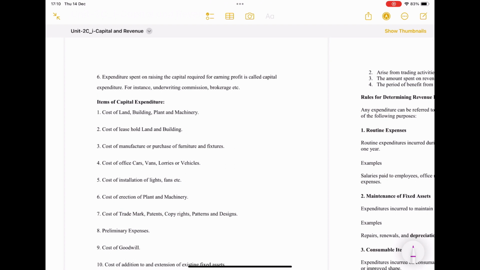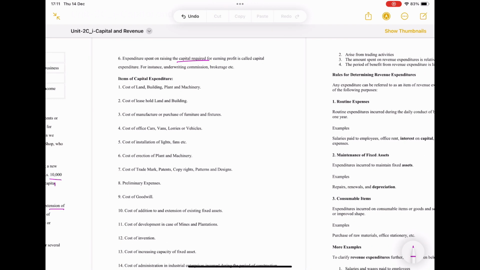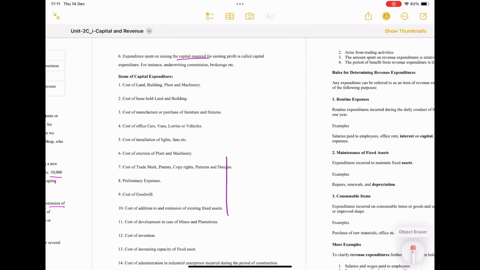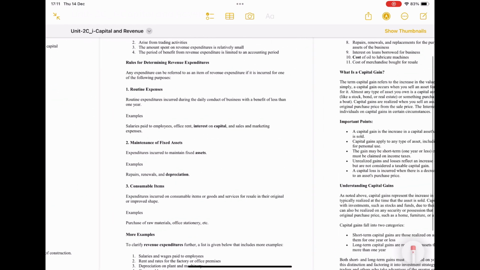Okay, the last one: expenditure spent on capital required for earning profit, for example underwriting and brokerages. When raising the capital requirement for the company, at the time of IPO issuing also, we pay an amount to the underwriters at a particular time. Those expenditures are known as capital expenditures. So these are the major capital expenditures of companies. Almost everything is included.